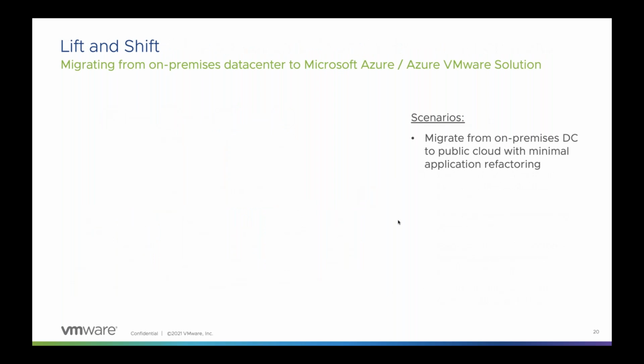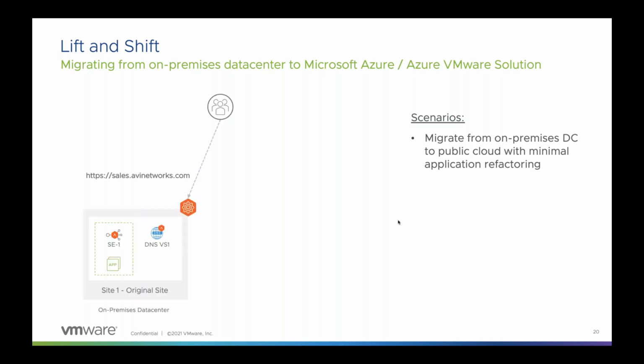The other key use case which we are seeing, especially with Azure VMware Solution, is migration off of an on-premises data center to Microsoft Azure or Azure AVS. In this case, you already have an original site, which you probably plan to vacate after things have been migrated. So you could run Avi as a load balancer, or even if it's not as a load balancer in your on-premises data center, you would still leverage GSLB.